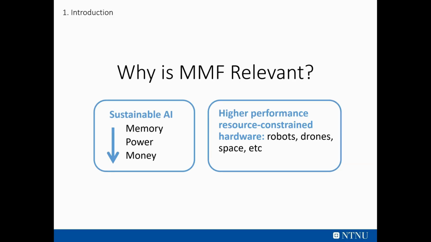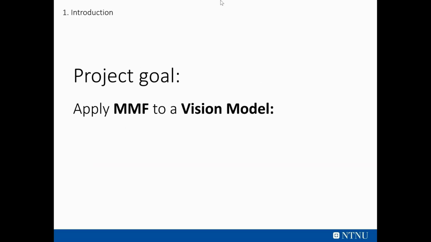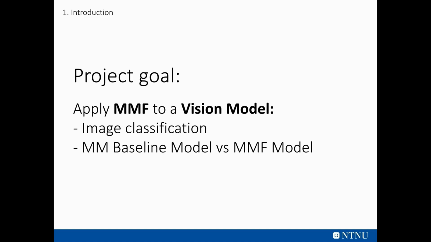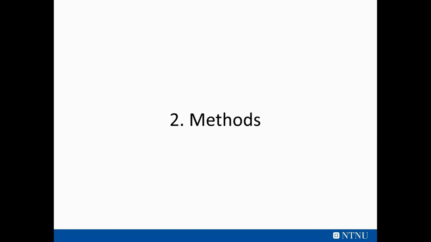So this is relevant because we could have AI that uses less power and less money, and also AI could be used for environments with fewer resources. The goal of the project is to apply matmul3 to a vision model, specifically to image classification. Mainly, the goal will be to train a matmul baseline model and then train a matmul3 model and compare both. So let me show you the methods for the project.